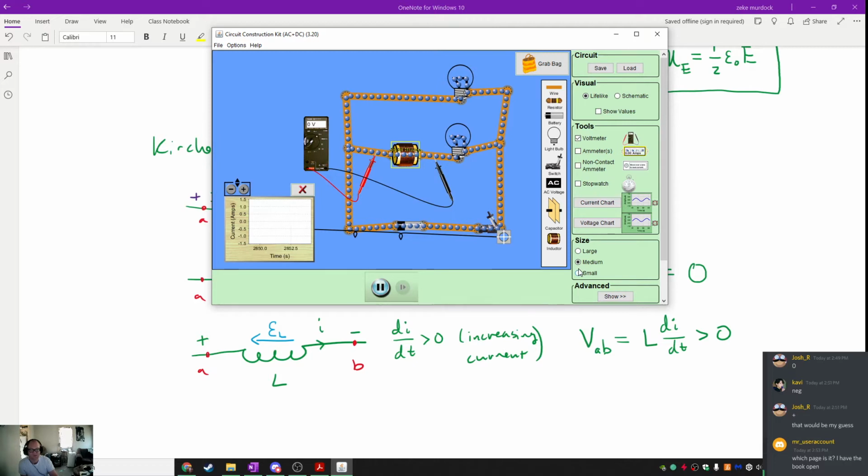Is that what this is telling us? Is that when the current's increasing, if I actually hook up a voltmeter here, like this, that it will read positive up until the current stops increasing? Which is what it's doing, right? Does that seem right to you all? Is that what this is trying to tell us?